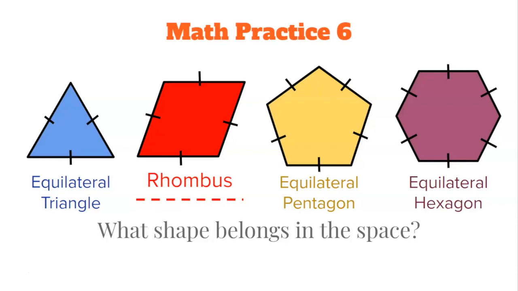Now, for a triangle, all sides being congruent also happens to mean that all angles are congruent, so it is an equilateral triangle. However, we don't have that same property with our higher order figures. So it's actually an equilateral pentagon, an equilateral hexagon, and a rhombus.